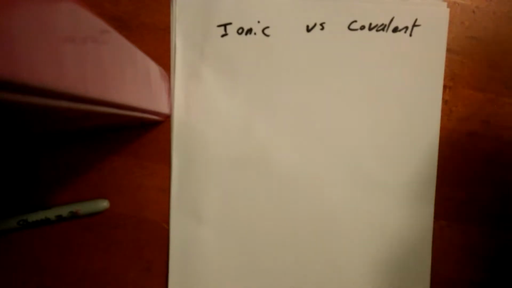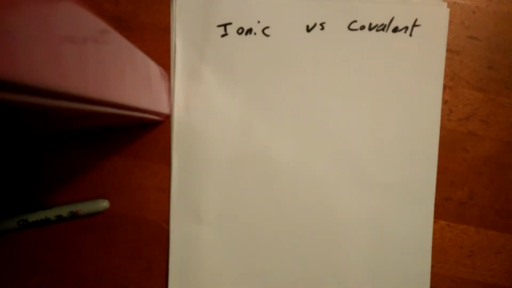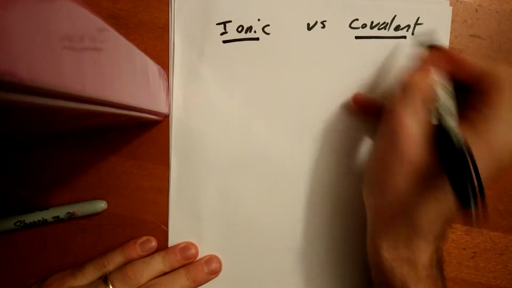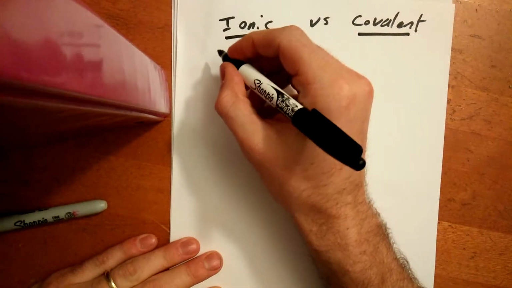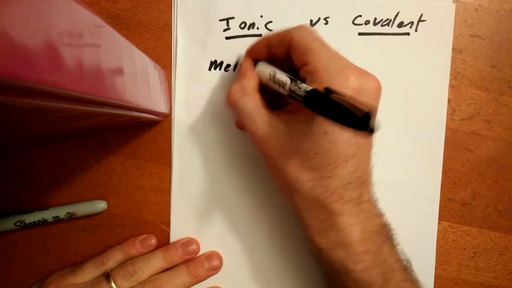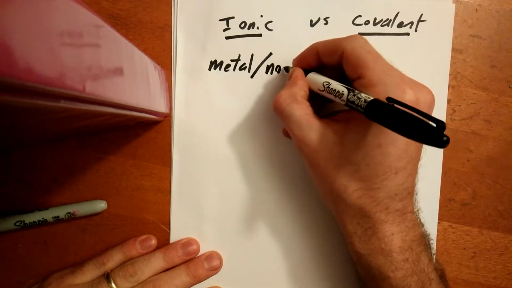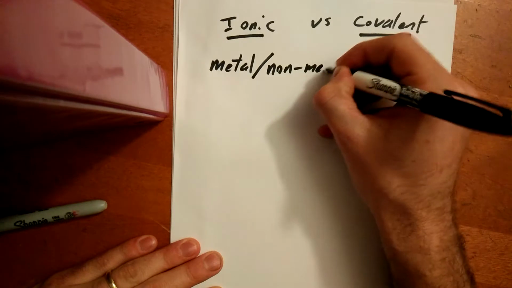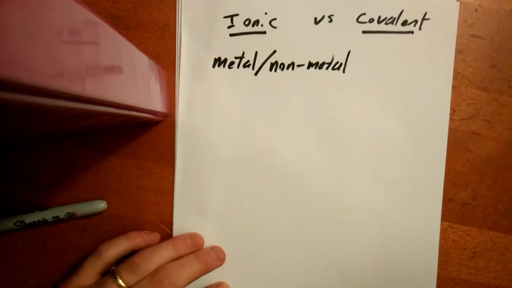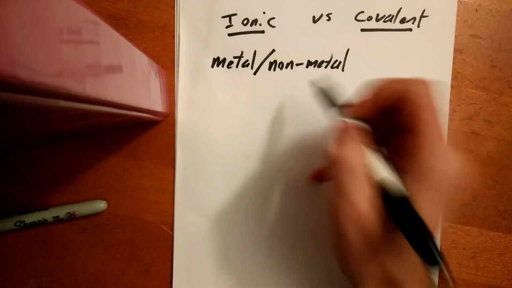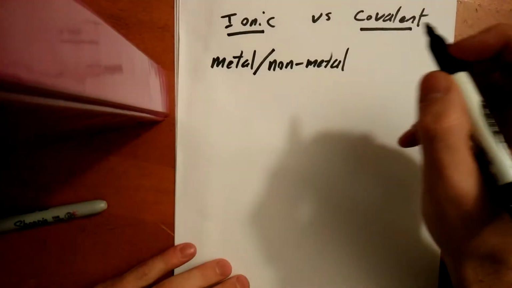Here's a short review on a few different things that have come up in chapter 4 that people struggle with. First, we're going to start off with the difference between ionic and covalent. Ionic bonds are a metal followed by a nonmetal. So I like to think of this as your typical couple walking down the street. You have your metal, your nonmetal holding hands, and that's ionic.